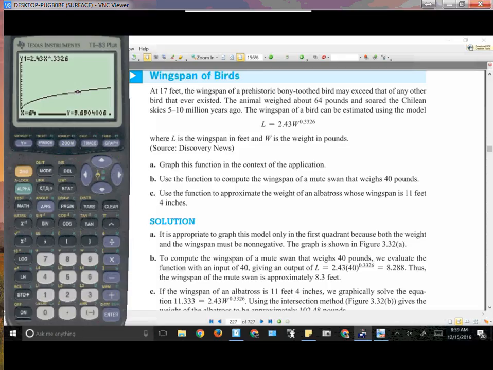Now, what happens if something weighs, it says the wingspan of a mute swan, 40 pounds. So if I put in 40 on the trace, I get an 8-foot wingspan on that swan. Okay.